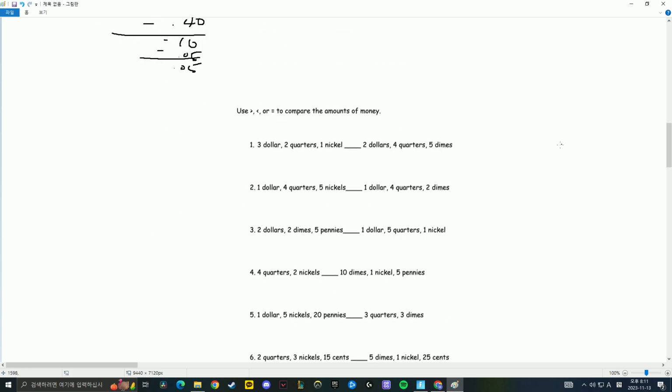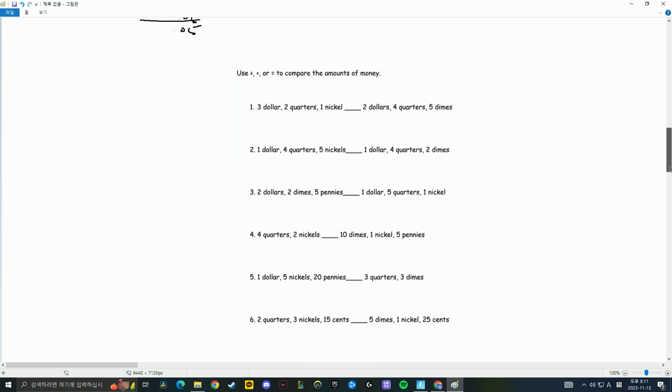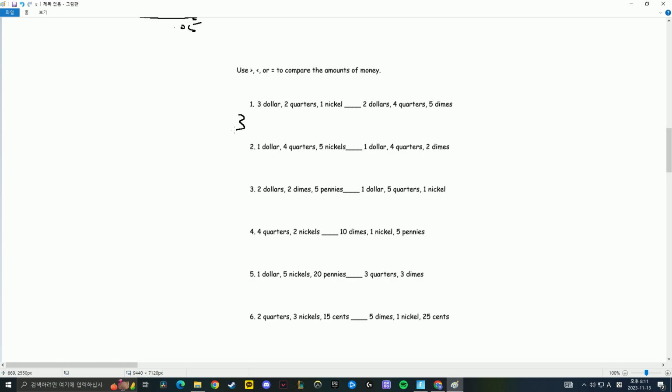Use greater than, less than, or equal to compare the amount of money. $3, 2 quarters is 50 cents, and a nickel is 5 cents. So that'd be $3.55. You have $2. You have 4 nickels, which is $1, and 5 dimes, which is 50 cents. So that'd be $3.50, and 55 is greater.